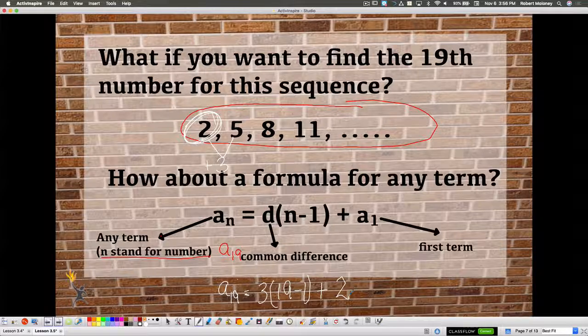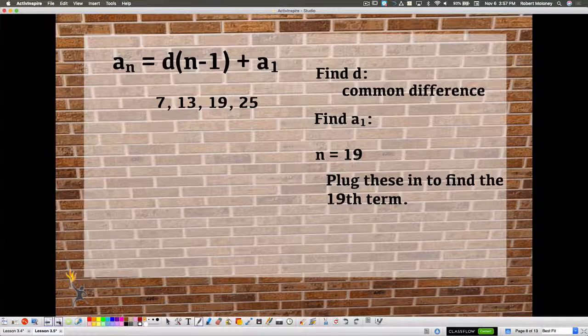19 minus 1 is 18. So it would be 3 times 18 plus 2. 3 times 18 is 54. 54 plus 2. So the 19th term in the sequence is 56. Let's do a couple more practices together.